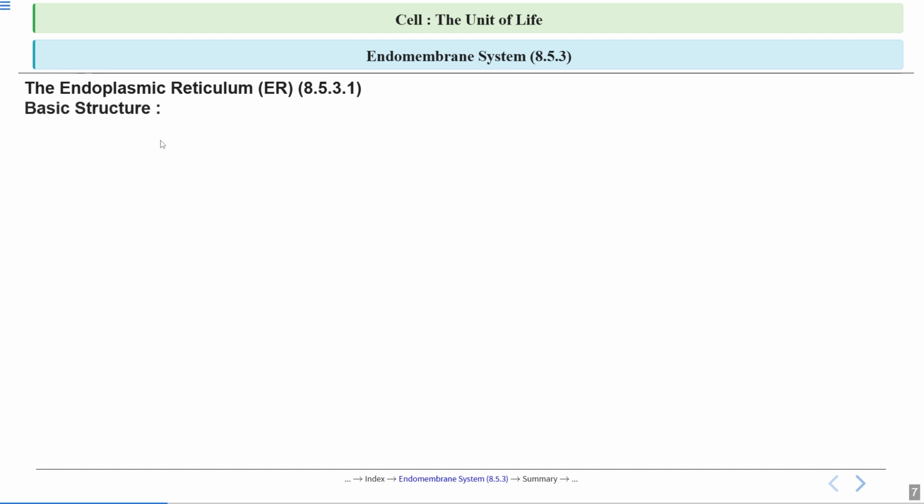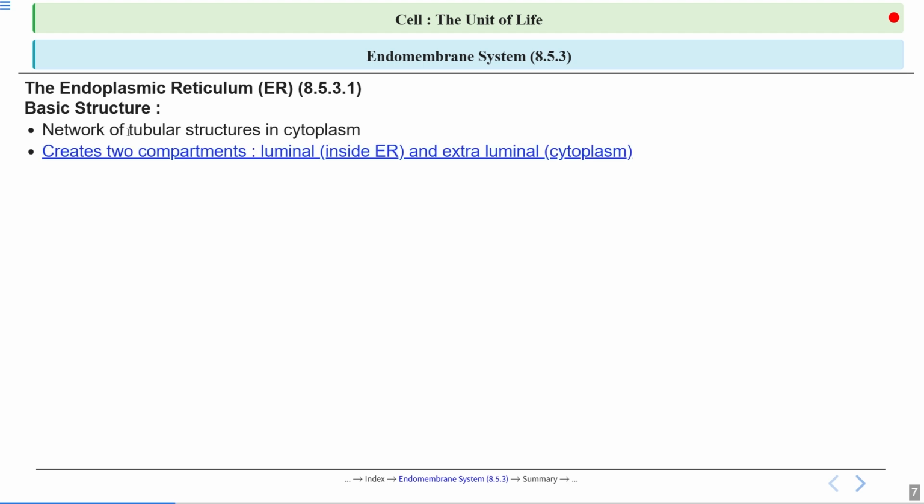Now, what is the basic structure of the endoplasmic reticulum, abbreviated as ER? It is a network of tubular structures which is present in the cytoplasm. Now, the endoplasmic reticulum creates two compartments. So what are these two compartments? First is the luminal, which is inside the ER, and another one is the extraluminal, which is in the cytoplasm.